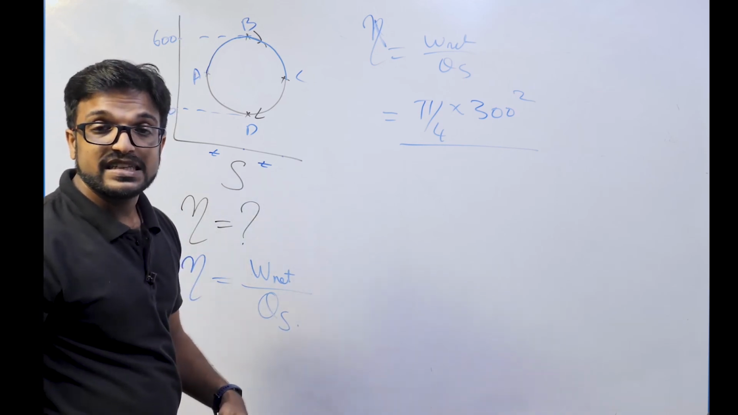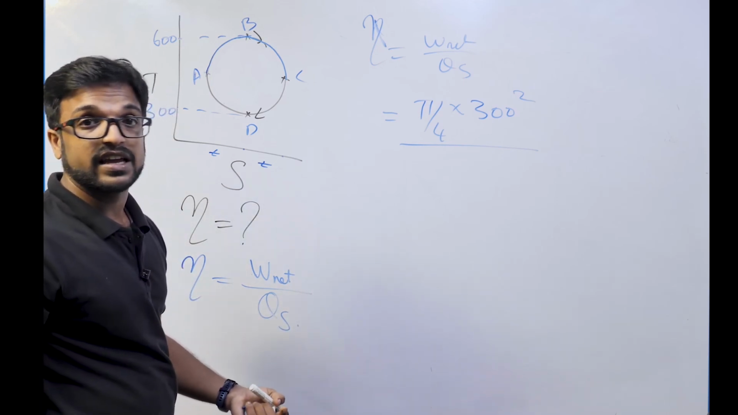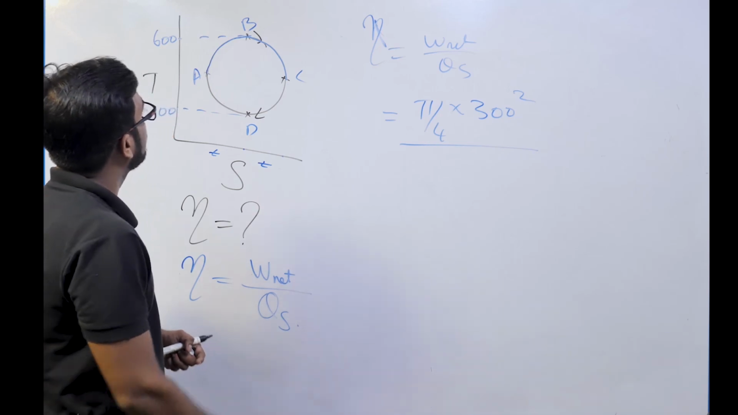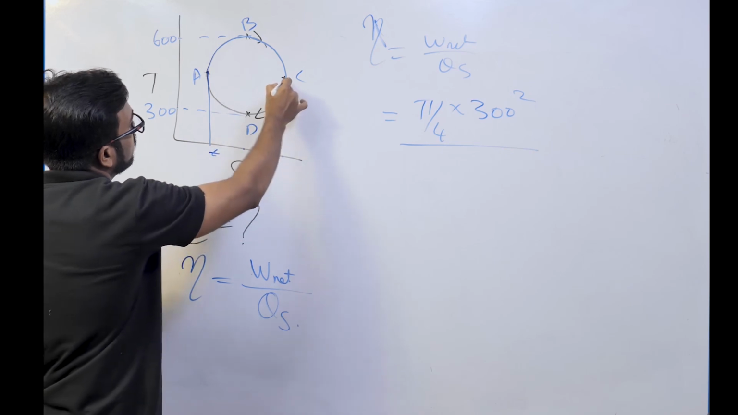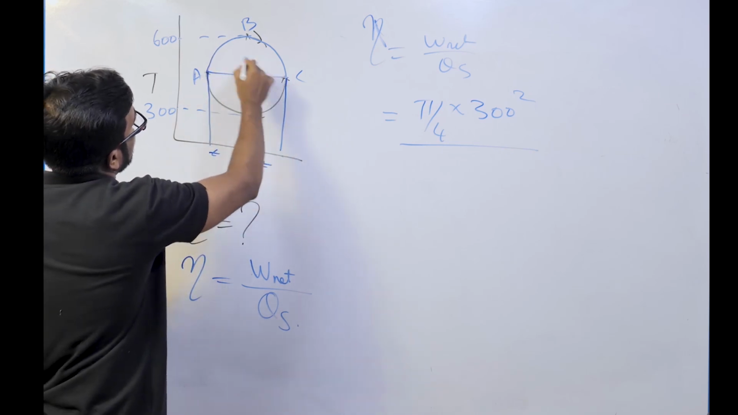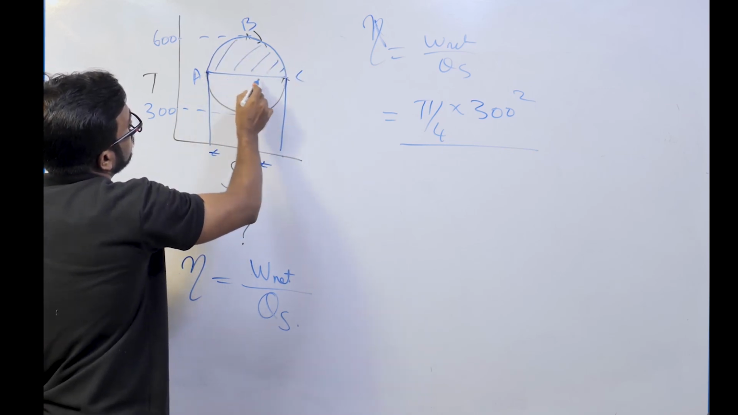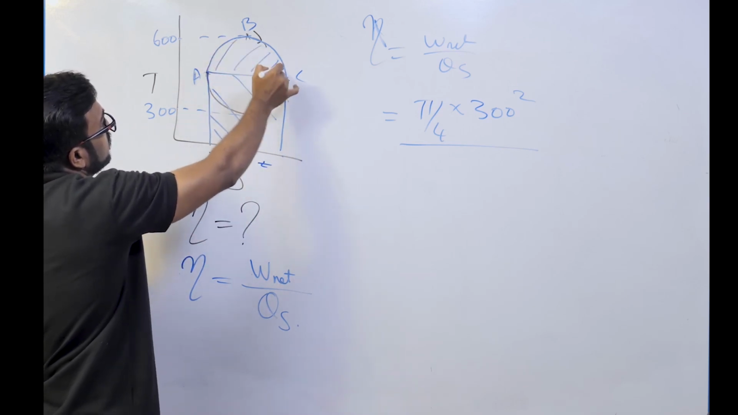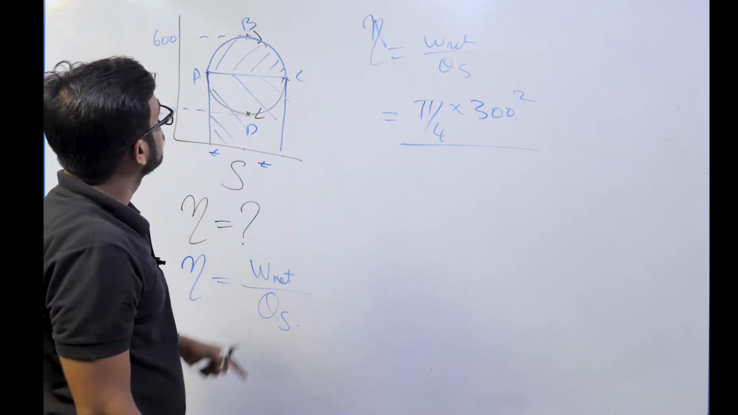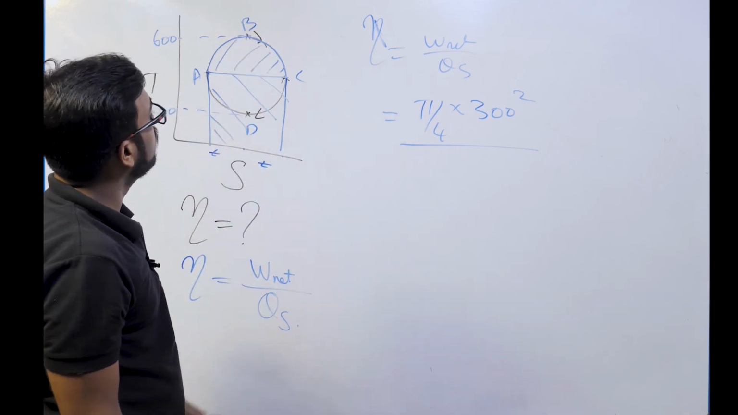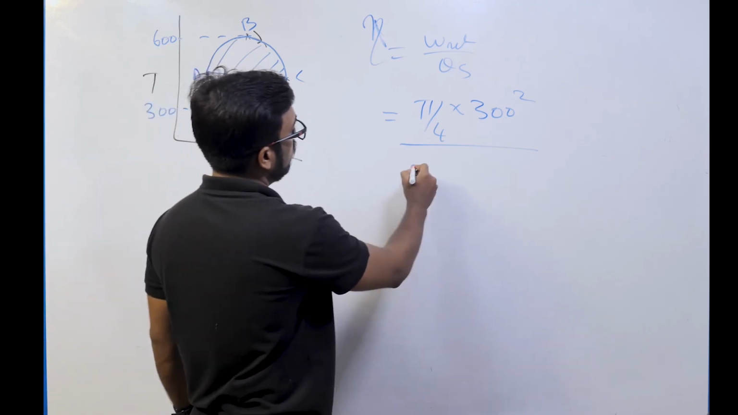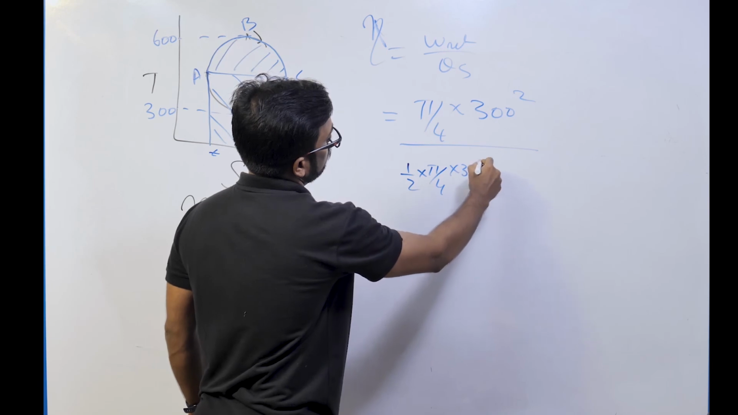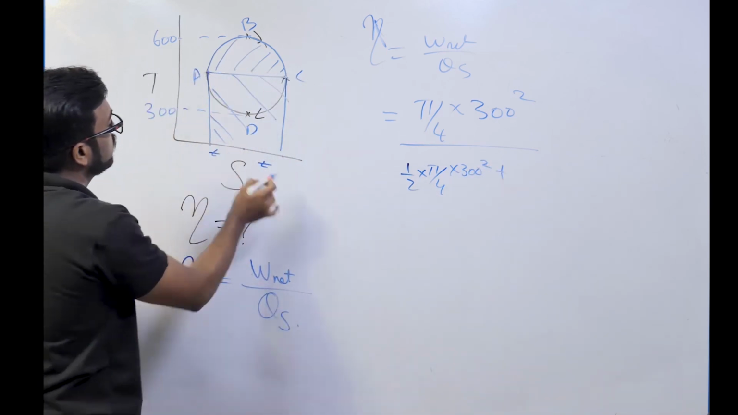So in order to find the heat transfer under any process in a TS diagram, what do we need to do? Just find the area under that, right? So what is going to be the area under that? This entire area: the area of the semicircle plus the area of this rectangle. That is the area under that curve, right? The area of the semicircle is nothing but half of that, so 1 by 2 into pi by 4 into d square, plus the area of this rectangle.